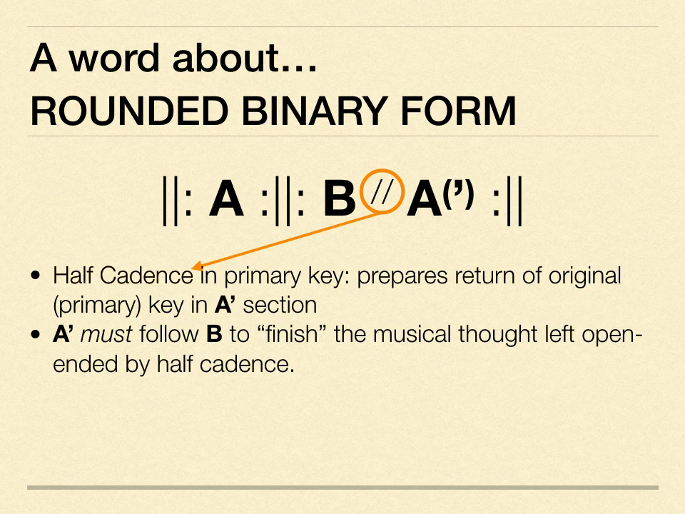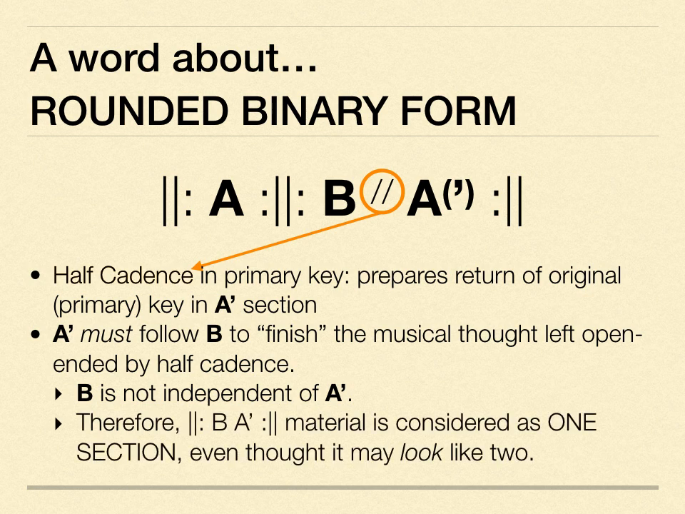The return of the original thematic material in the original key, quote-unquote, rounds out the form. In essence, it finishes the open-ended musical thought. Therefore, in rounded binary form, B is not independent of A'. So it may look like 2 sections, but it's only one. This is why it is considered a 2-part form, not 3.